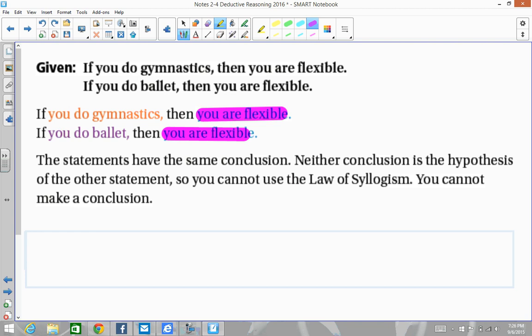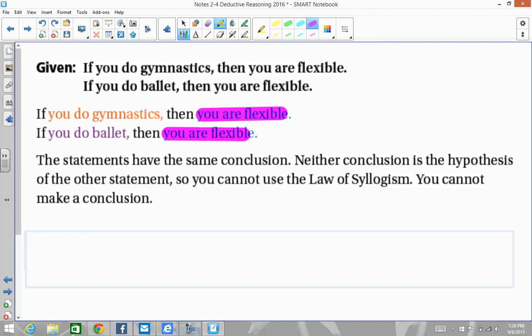If you do gymnastics, you're flexible. If you do ballet, you're flexible. I mean, there's no connection. If they would have said if you do gymnastics, then you're flexible, and if you're flexible, then you can do ballet, so therefore, if you do gymnastics, you can do ballet. That's true, but it was not written in that kind of form. So that does not work. So no conclusion can be formed here.